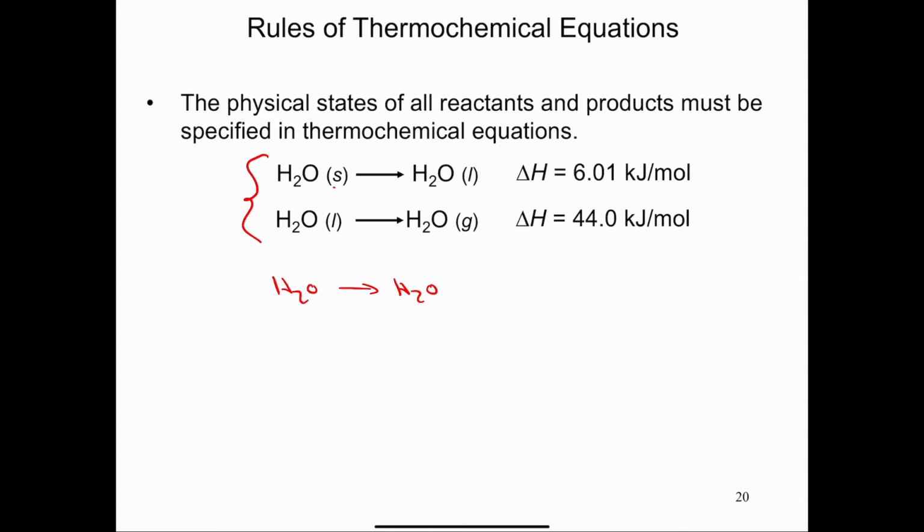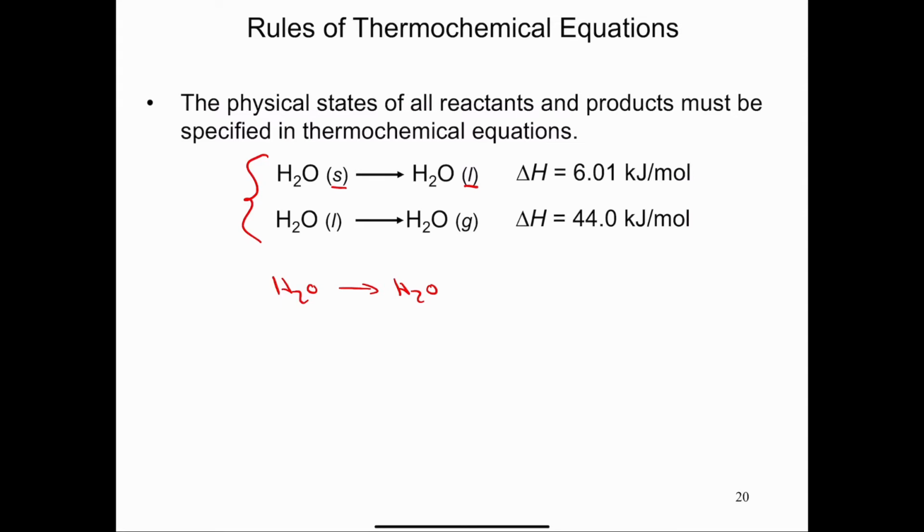In the first reaction, I'm going from water in the solid phase. So I'm going from ice and I'm melting it. And I see that the change in enthalpy is positive 6.01 kilojoules per mole. So that's an endothermic reaction. That makes sense. I'm going to have to put energy into the ice in order to melt the crystal and convert it into the liquid phase.